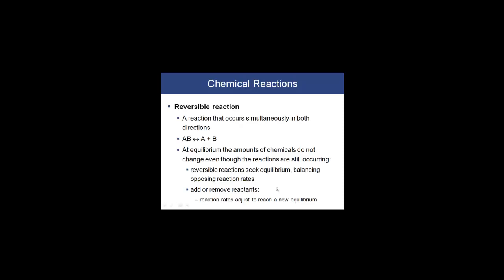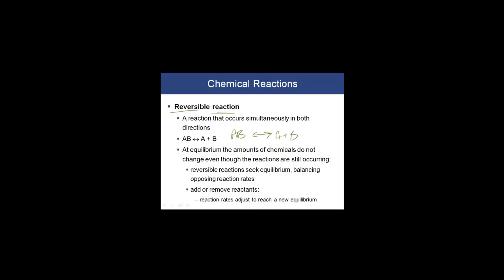Lastly, let's discuss reversible reactions, and these are reactions that occur simultaneously in both directions. Here we have AB, and we have a different type of notation. We have a double-ended arrow that is going to refer to the reversible reaction. And AB is going to reversibly end with the products A plus B.